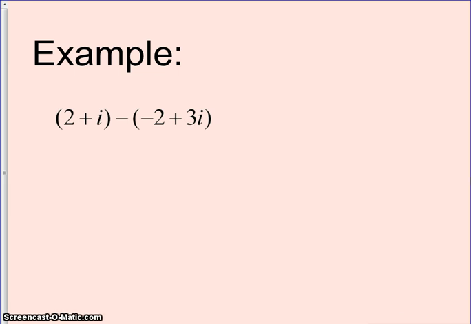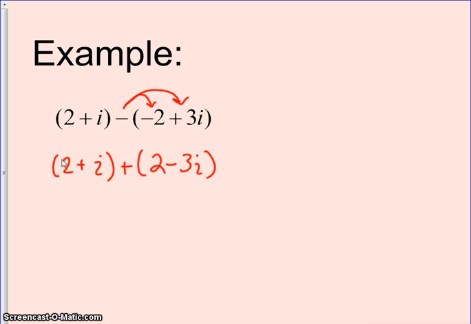Alright, now with this one I want you to be careful because what happens when I distribute a negative to a negative? Two negatives make a positive, so negative times negative 2 is a plus 2, and negative times a positive 3i is a negative 3i. So that's what makes this problem just a little bit different than the previous problems, is that the negative changes the sign. If there was a negative, it becomes a positive. If there was a positive, it becomes a negative.